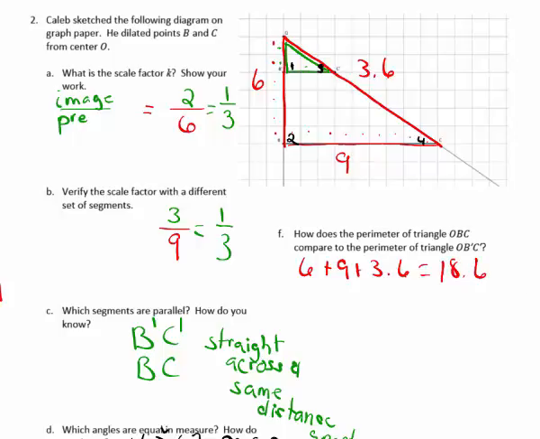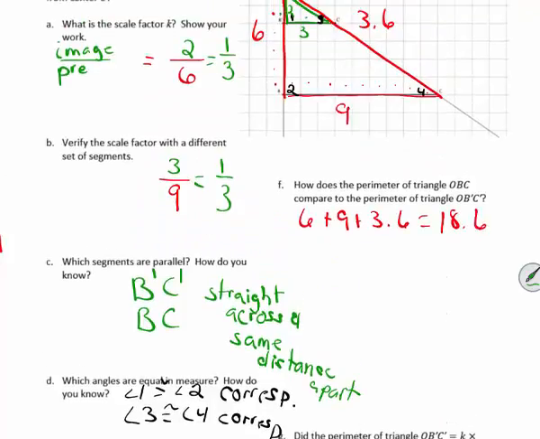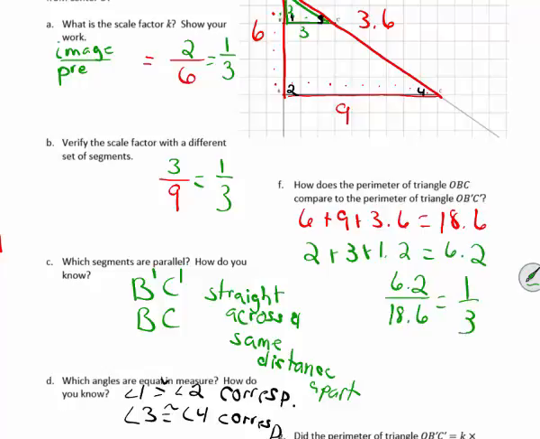And then for my little one, this side was 2, this side was 3, and we just figured out this side is 1.2. I hope I remember that correctly. Yep, okay. So 2 plus 3 plus 1.2 should give me 6.2. Now I'm going to see, is it the same scale factor? So 6.2 over 18.6 does indeed reduce to 1/3.